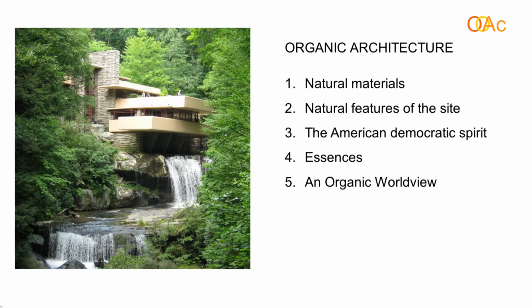To put it simply, Frank Lloyd Wright had a lot of different meanings for this term. He meant natural materials. He meant relating to the natural features of the site. He meant the American democratic spirit. He meant an architecture of essences. And he meant an organic worldview. So let's see what we mean by each one of these.